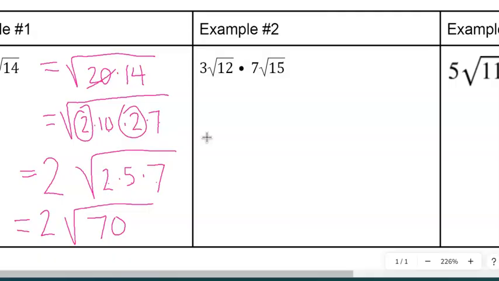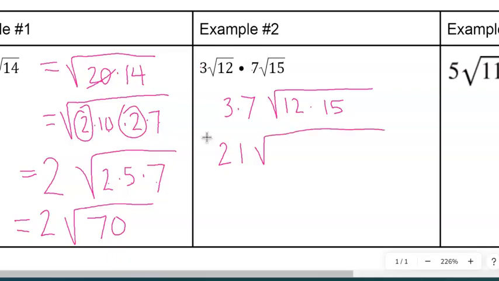So on example number 2, we have 2 numbers outside and 2 numbers inside. So once again, we can think of the 3 and the 7 on the outside. You can multiply them together right now if you want. And I have the 12 and the 15. We can also multiply those together if you want also. And I do get a lot of students that do that. And it's not wrong, it's just an extra step. So I am going to multiply the 3 times 7 to give me 21.